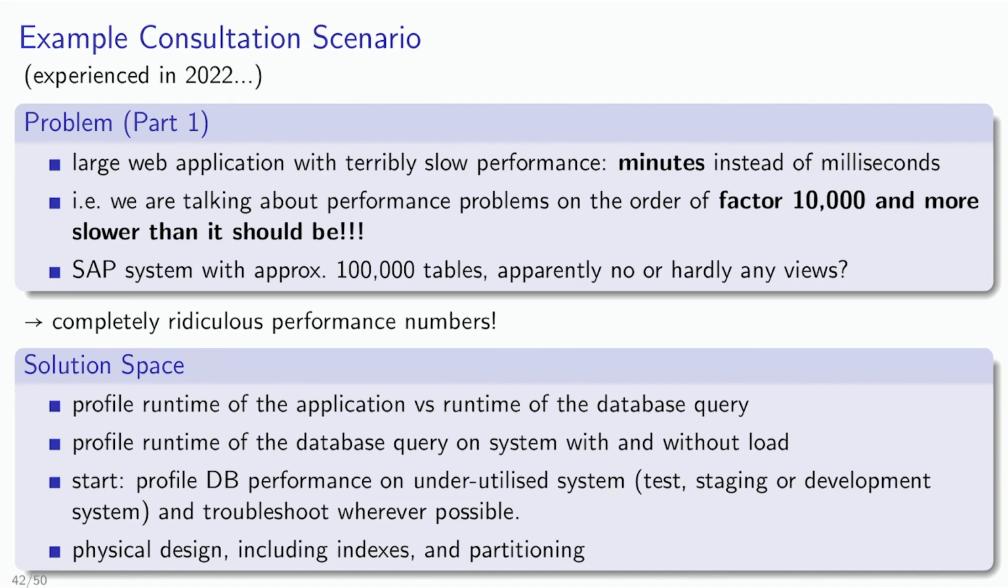And I am always happy to explain this scenario. That is a large web application I heard about from somewhere in some small Bundesland, somewhere in Germany, at some university. It was a large web application with terribly slow performance, minutes instead of milliseconds. It was basically unusable. The performance problem was like a factor of 10,000 off, a factor of 10,000 slower than it should be. An SAP system with about 100,000 tables, and apparently no or hardly any views. And completely ridiculous performance numbers.